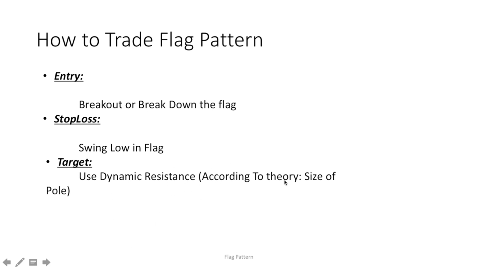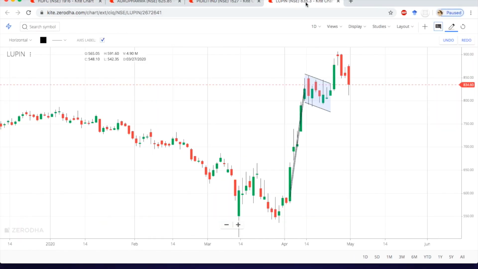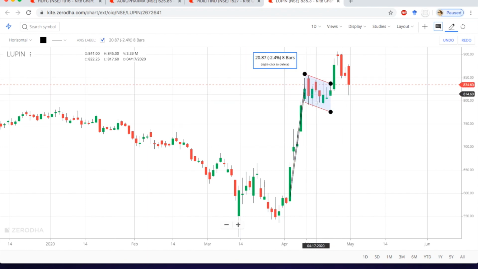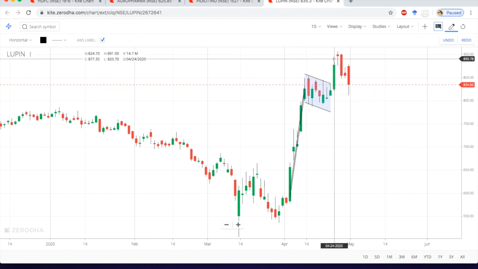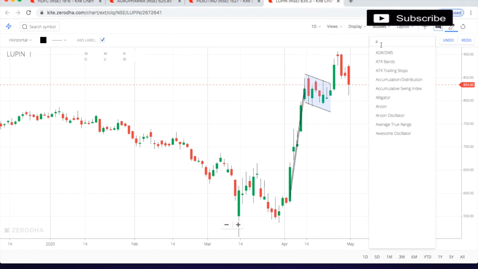But according to the book, the target is the size of the pole. We will see with the help of an example. So consider this Lupin chart. We have a strong up move followed by a flat pattern, and one breakout happened. So it will continue. I can use any indicator as my stop loss, for example a moving average.